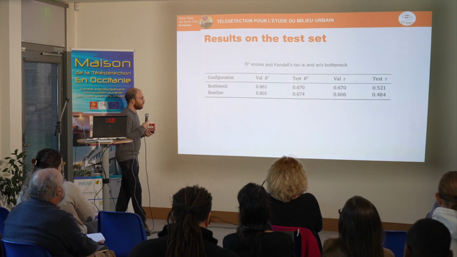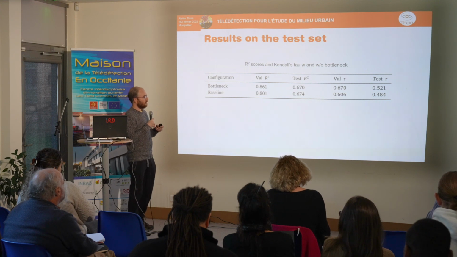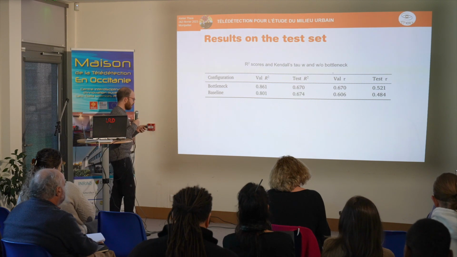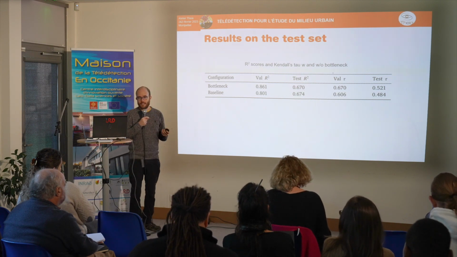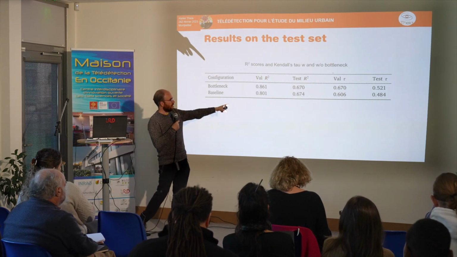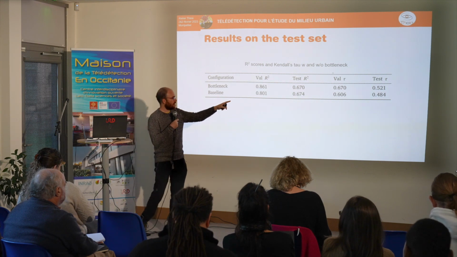And so what we found first is that training a model in this way, which we call bottleneck, does not result in worse results. It actually improves the results a little bit. So here, this is the R square on the validation and the test sets.